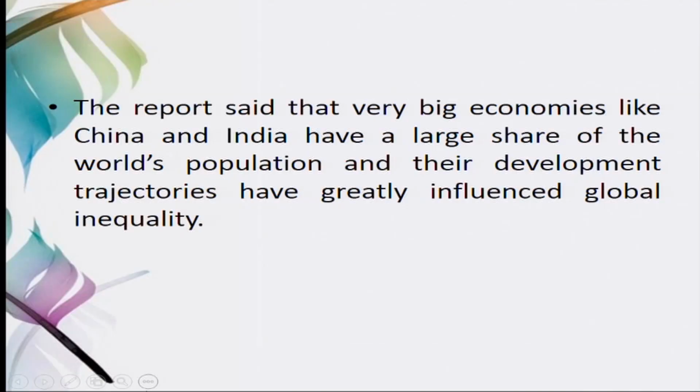The report also said that big economies like China and India have a large share of the world population, and their development trajectories have greatly influenced global inequality.